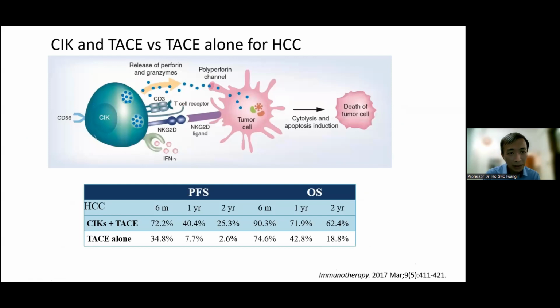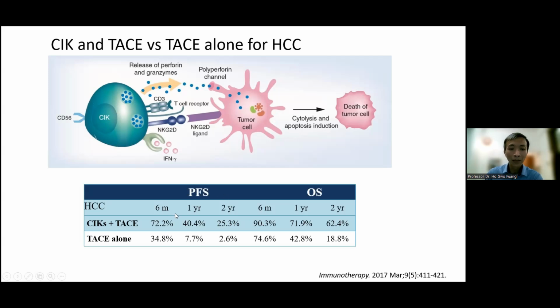The cytokine-induced killer cell is also used in liver cancer. You can partner it with a few other tumor lysing techniques, for example TACE. This is an illustration of what we said just now: the NKG2D interacts with the ligand like MIC A or B, and there's a CD3 receptor and interferon gamma release, and then release of the perforin and granzymes that kill the tumor cells. So this is essentially the process that causes the tumor lysis.